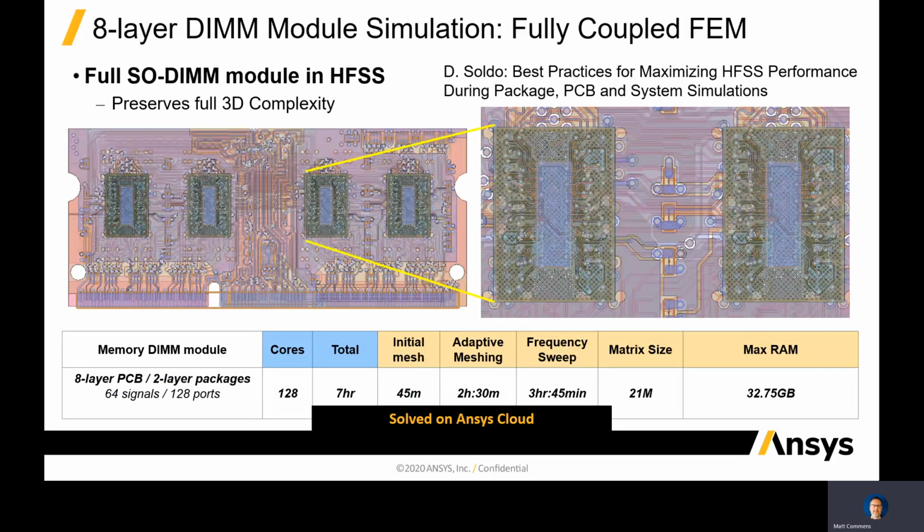8-layer PCBs, 2-layer packages, 8 packages in total of 128 ports across 64 signal lines, solved using the Ansys cloud, which we'll talk about later on, in 7 hours. That's really remarkable. 21 million matrix size, 128 ports, very, very complex PCB plus package design, in only 7 hours. And look at the max RAM requirement, only 32.75 gigabytes. That's amazing, but that's one of the values, one of the real powers of this distributed memory matrix solving, allowing us to apply a modest set of memory on a single machine to solve this problem.